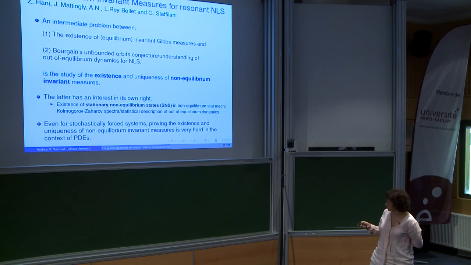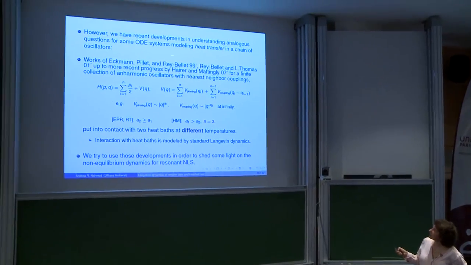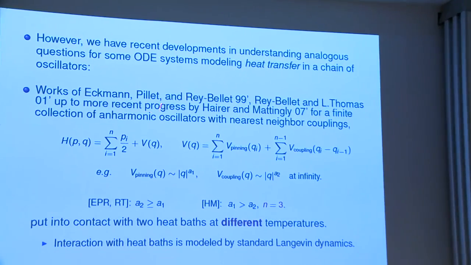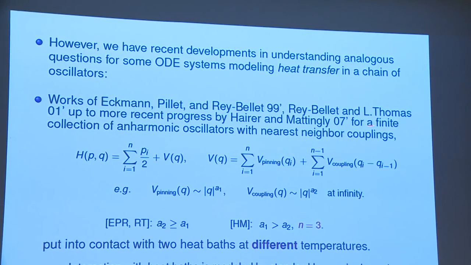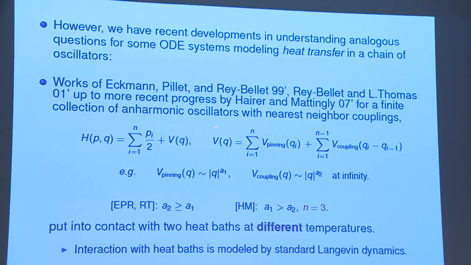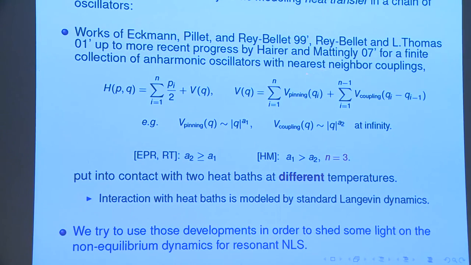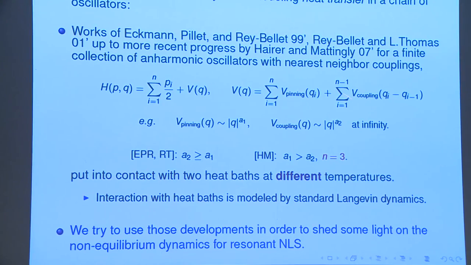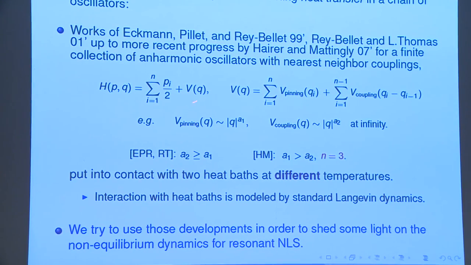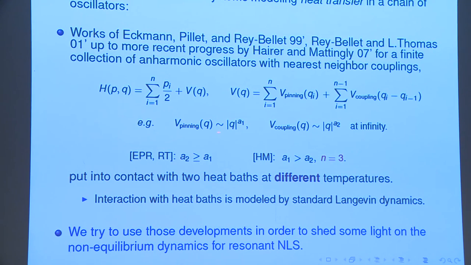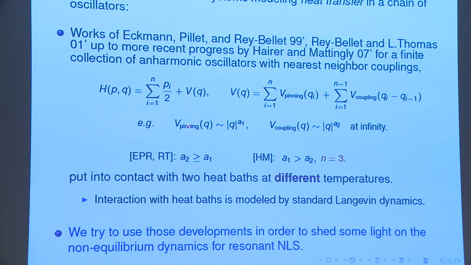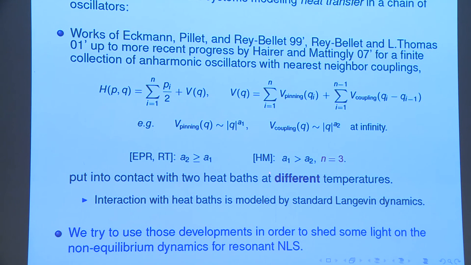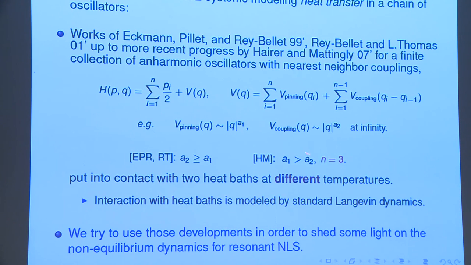But there has been progress in these chains of oscillators of Eckmann-Pillet, Rey-Bellet, Rey-Bellet-Thomas, and more recently of Hairer-Mattingly, in which they look at a collection of anharmonic oscillators with nearest-neighbor couplings. So here you have the Hamiltonians they consider, in the first two papers. This is the relationship between the pinning and the coupling. And this is the much harder case, in which the relationship is like this. There, they cannot solve this problem unless they only have three oscillators. Here there is no problem with the N, but here they cannot do more than three.